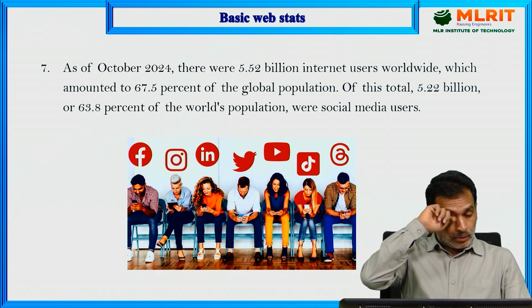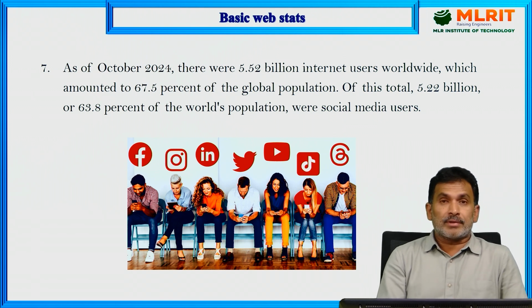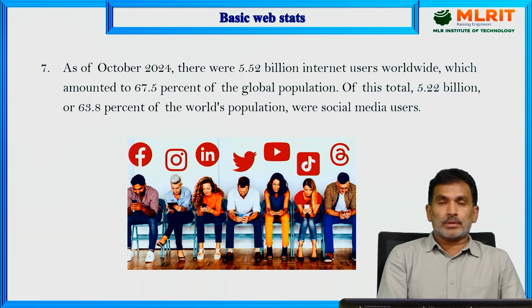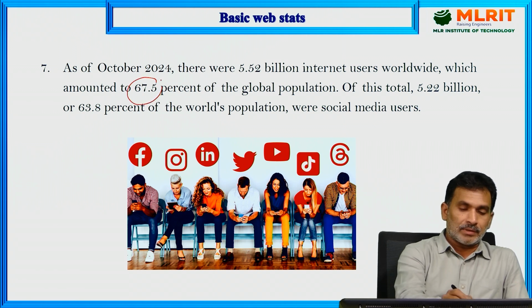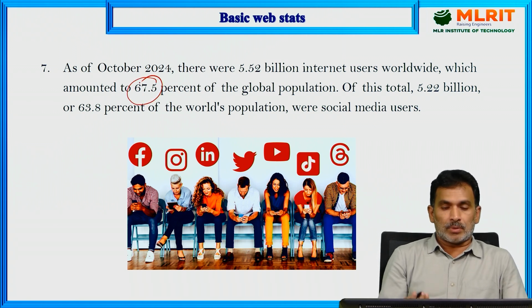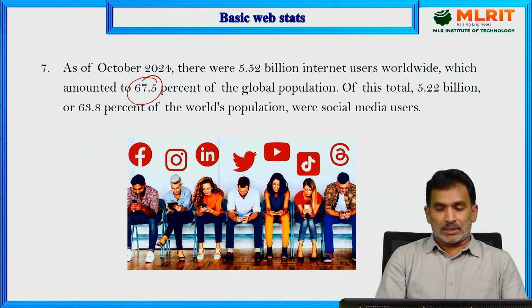As of October 2024, there were 5.52 billion internet users worldwide, which amounted to around 67.5% of the world population. Out of this, 5.22 billion, that is 63.8% of the world's population, were social media users.